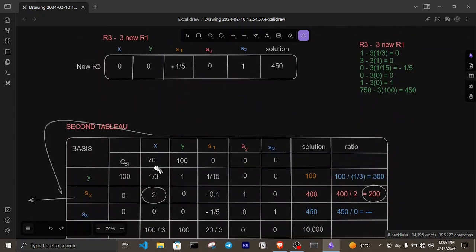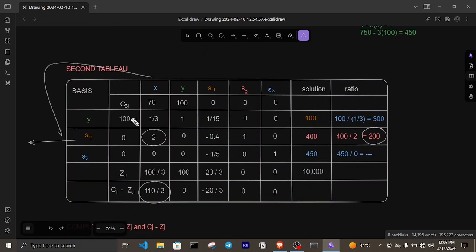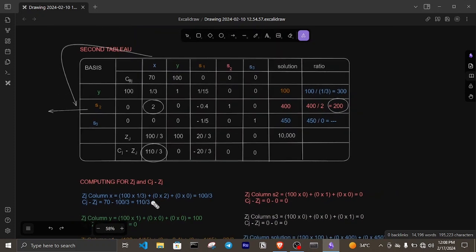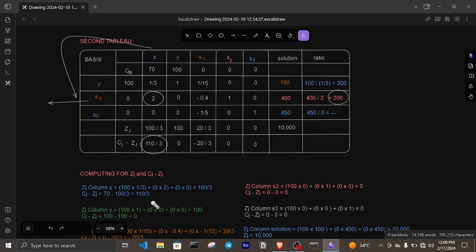So the only thing you may be wondering right now is, how did I get these values down here at the ZJ and then the net evaluation, which is the last row over here? So let's go through that. To get my ZJ values on this row, down here is the calculation, and also for the net evaluation row. So let's go through it. I started with 100 times 1 on 3 plus 0 times 2 plus 0 times 0, which gives me 100 on 3 as I have it here. Then on my net evaluation row, I'm going to take the value from the top, which is 70 minus this value 100 on 3. That gives me 110 on 30.